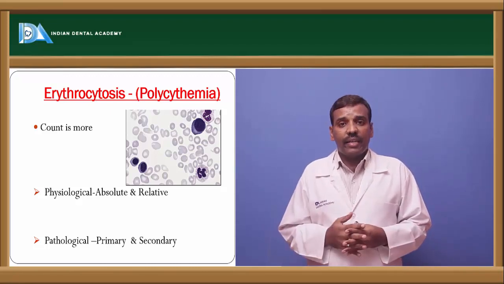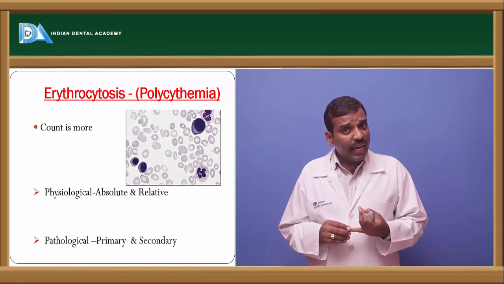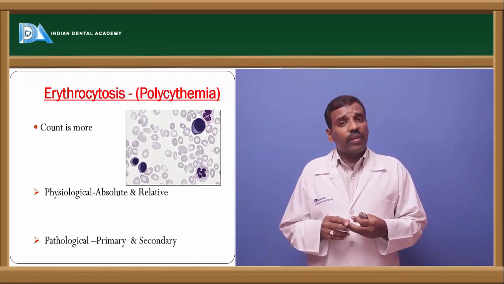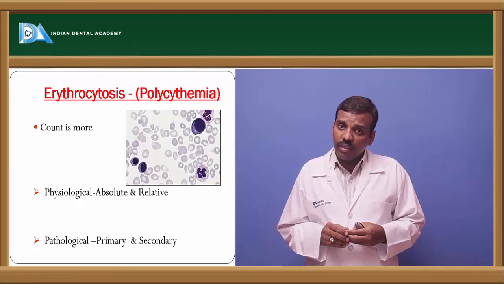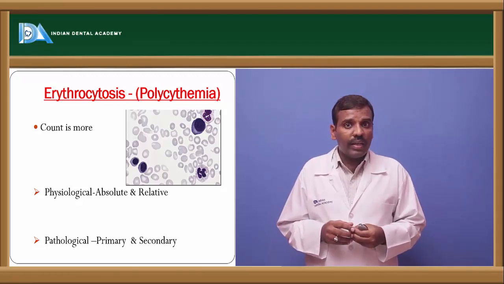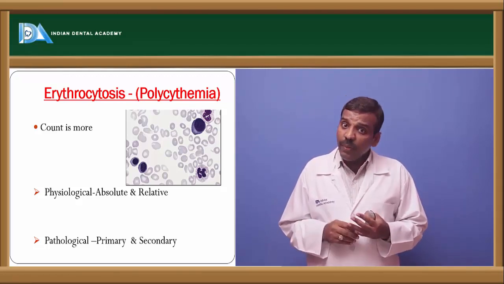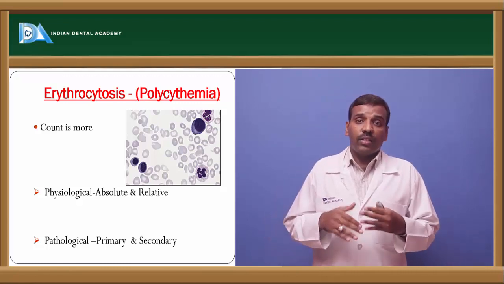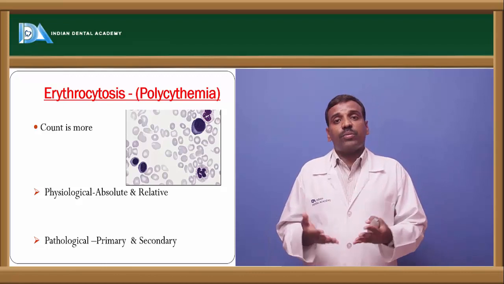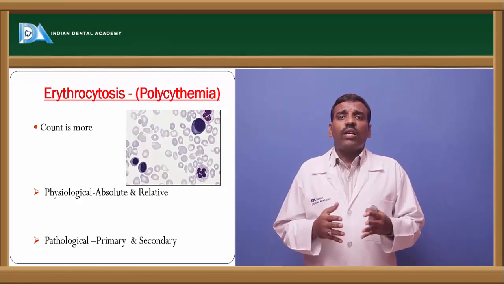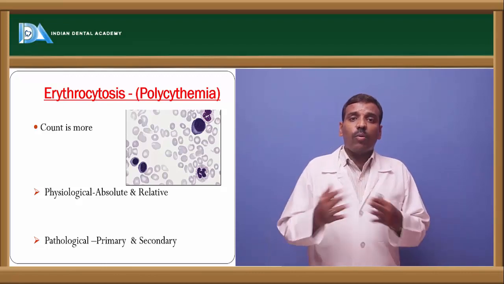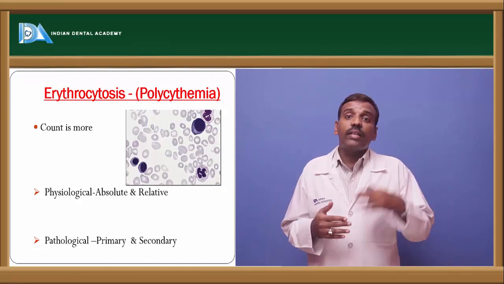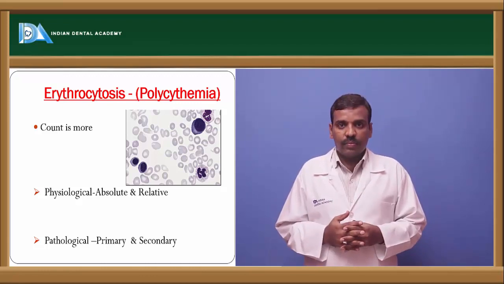So where it increases: one is the age factor, next is sex or gender, and next after meals, after exercise, and diurnal variation. During sleep RBCs are decreased, and the remaining time it is increased. In the diurnal variation between morning and evening, in the evening it is more and in the morning it is less.